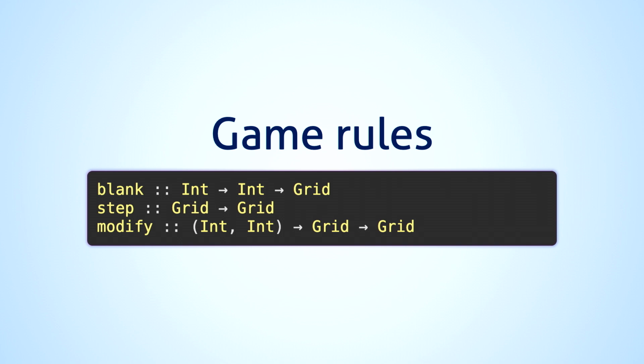And I'll just treat these as primitives. So we have a way to make a blank grid. We have a way to evolve the grid step by step. This is the actual rules of the game of life. And then finally, we have the modify function, which is what lets us change the cell at a particular location. So given these domain pieces, how can we tie them into this UI that I described?